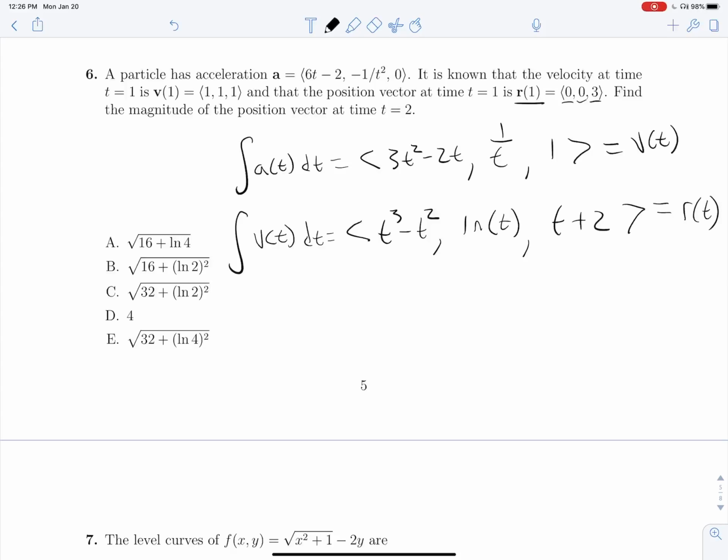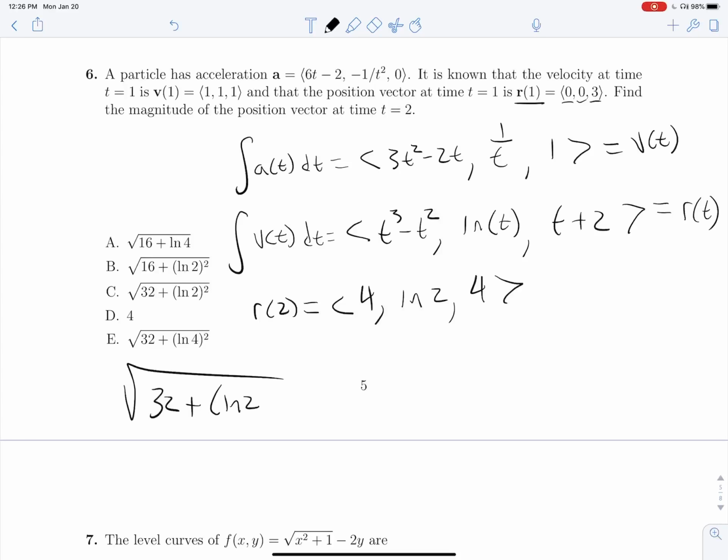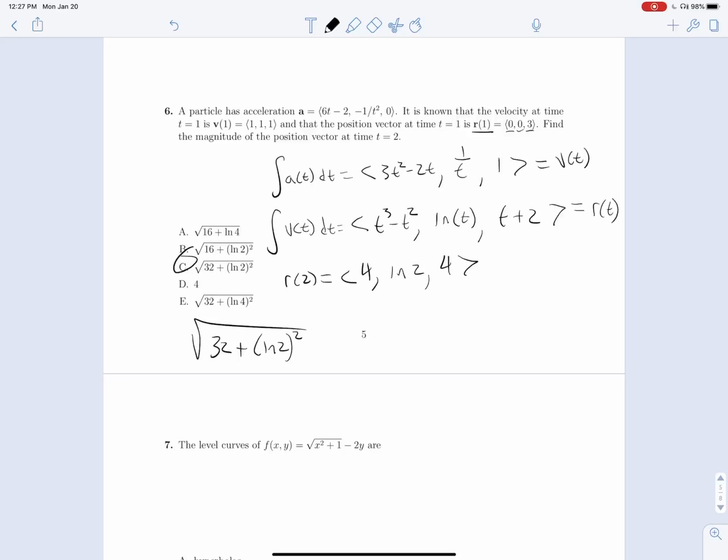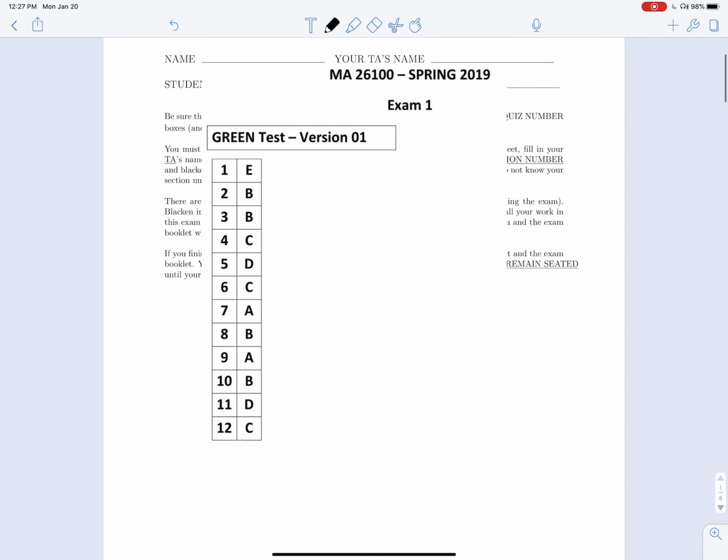And so finally, they want the magnitude of the position vector at t equals 2. If we plug in 2, r of 2 is going to be 8 minus 4, so 4, ln 2, and 4. So we are left with 32 plus ln 2 squared, which is answer choice C for question 6.